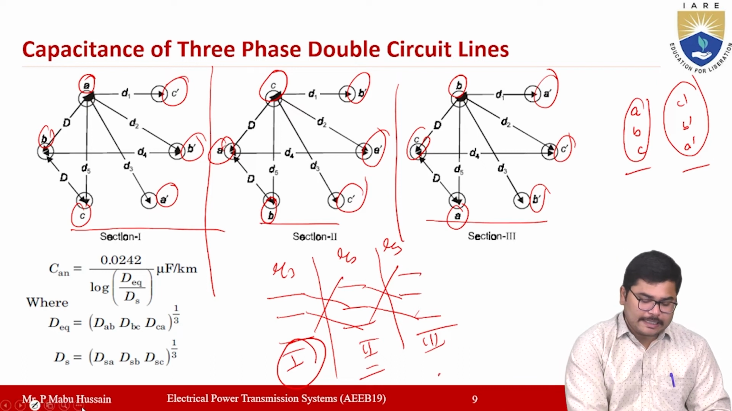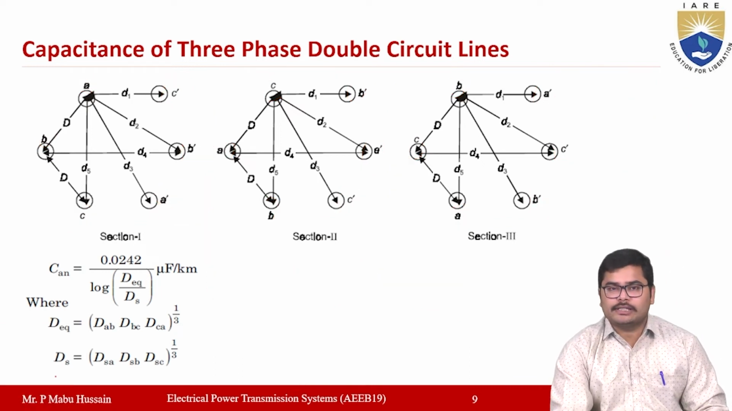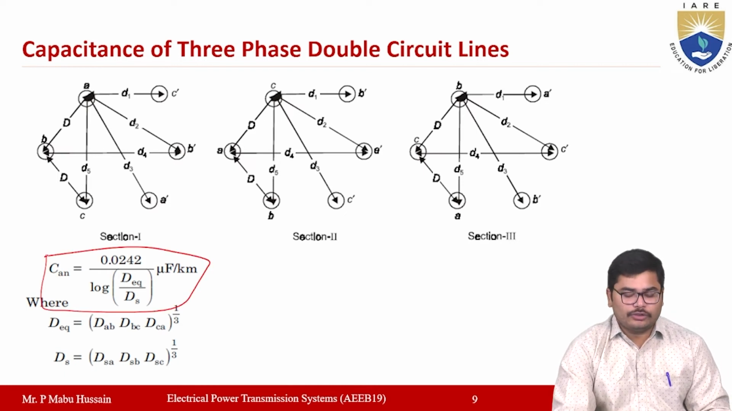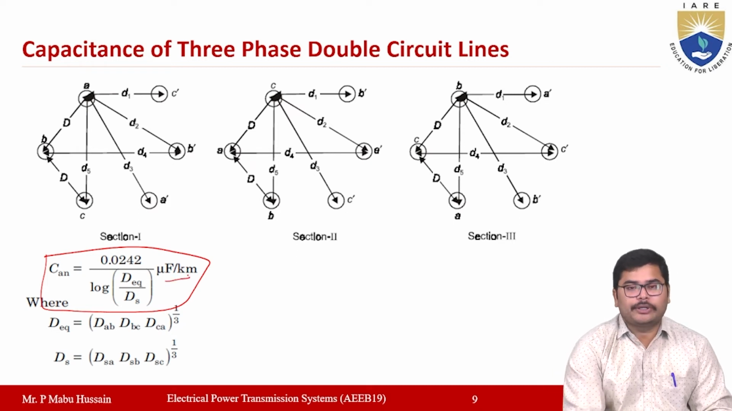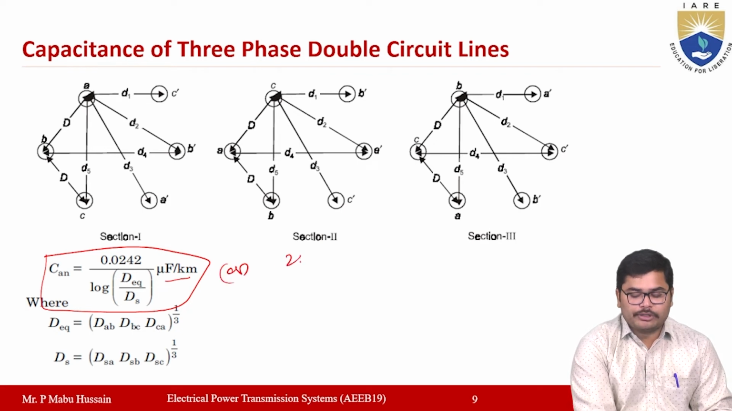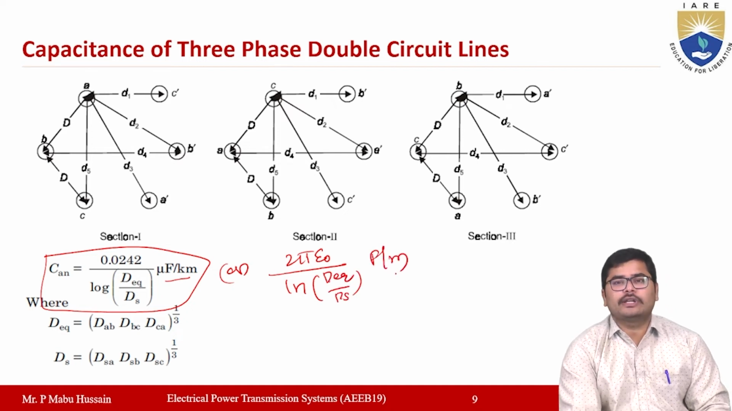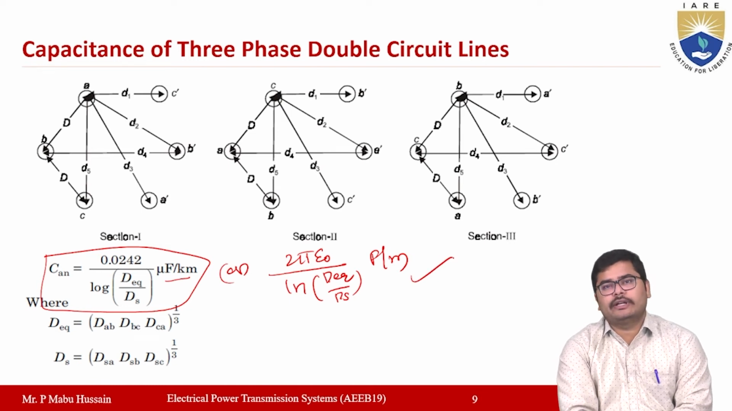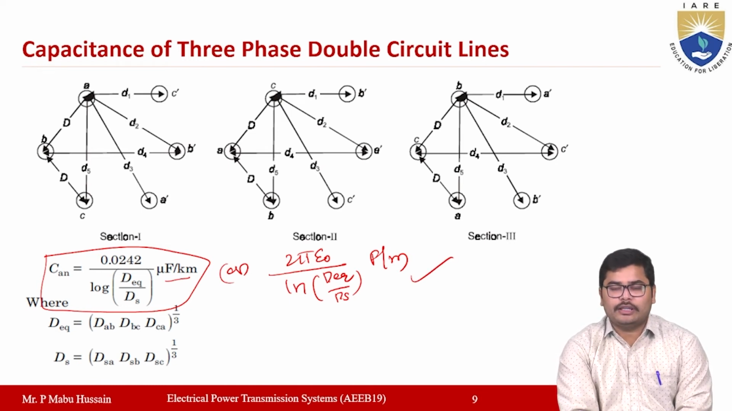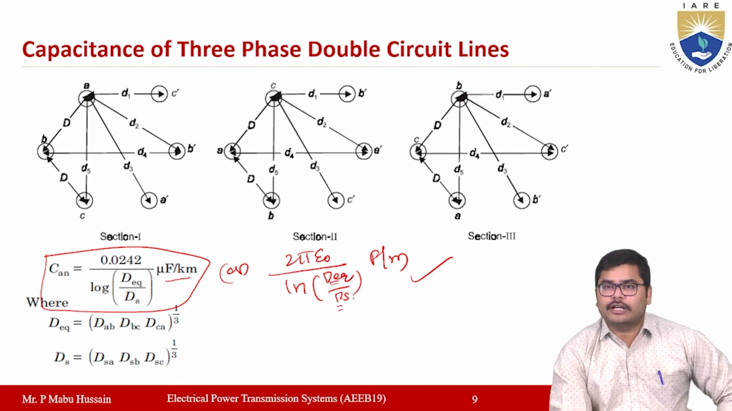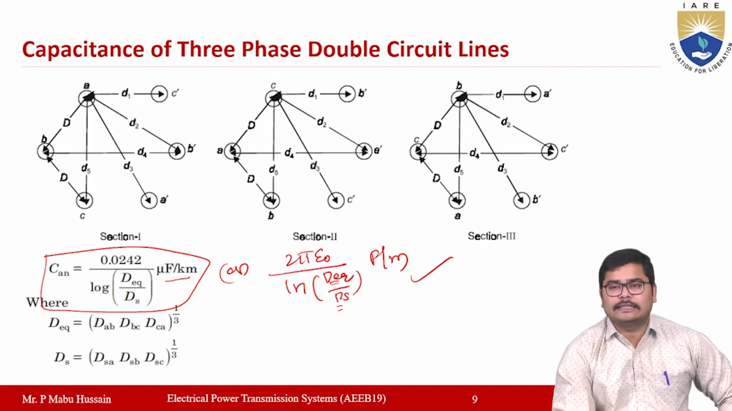For this case also, for calculating the capacitance, the equation is the same. CAN is equal to 0.0242 by log D equivalent by DS, which is in microfarad per kilometer, or 2 pi epsilon naught by ln D equivalent by DS in farad per meter. So this equation is the same for any type of three-phase transmission line. Now, how can we calculate the value of D equivalent and DS in the case of the double circuit three-phase transmission line?